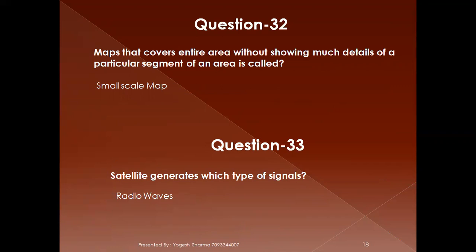After that, satellites generate which type of signals? The satellite generates radio waves. These radio waves we are using in photogrammetry.